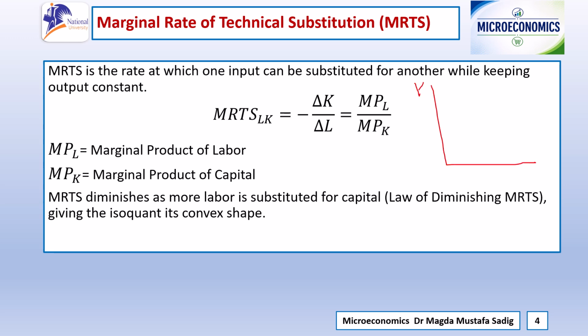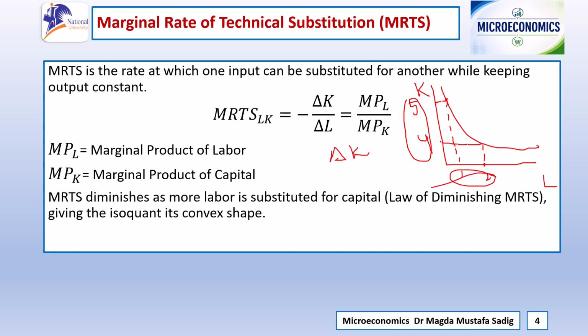This is capital and this is labor, like this. Here you use 5 machines, but only 1 worker. So if you want to increase the number of workers to 2, for example, you have to decrease the number of machines to 4, for example. So for the rate of change, you have here delta K, the change from 5 to 4, and you have delta L from 1 to 2.